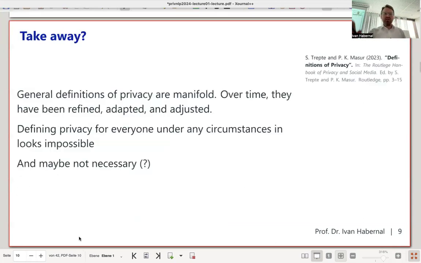Okay. And so what are the takeaways? General definitions of privacy are manifold. So there are many of them. Over time, they have been refined, adapted, and adjusted. And it looks like defining privacy for everyone under any circumstances is impossible, because maybe the word is just so ambiguous and everybody understands different angles and perspectives of that, so it makes no sense to define it for all cases, although people try.